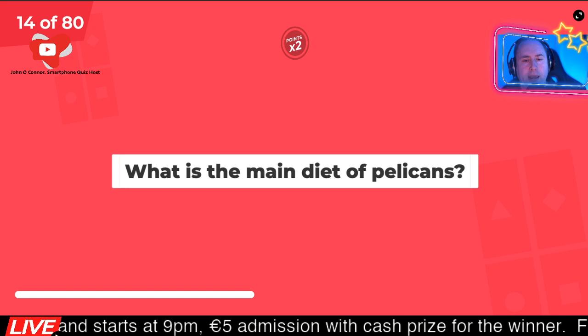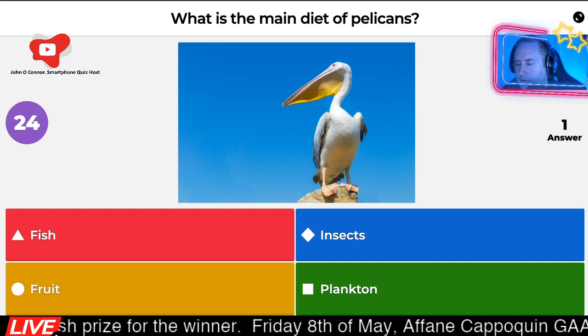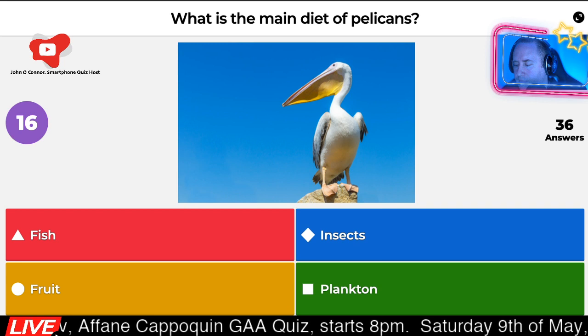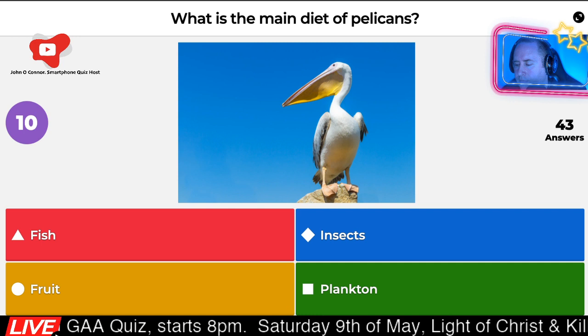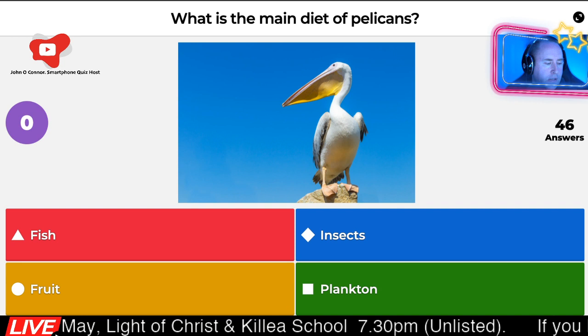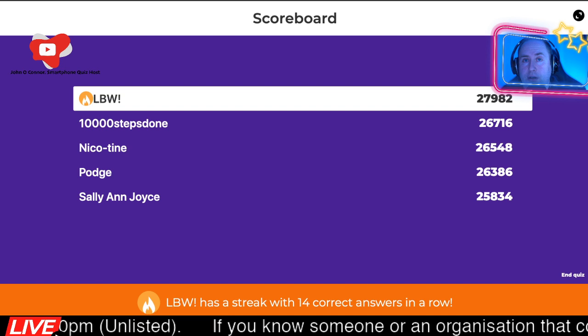What is the main diet of pelicans? Is it fish, insects, fruit, plankton? Three correct answers here. It is, of course, fish is the correct answer. Top five staying as they are. LBW answer streak of 14 correct answers now in a row as we enter question 15.